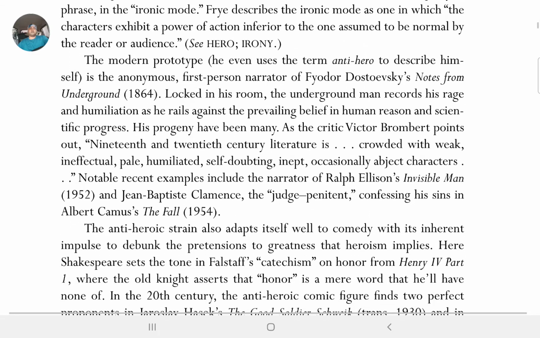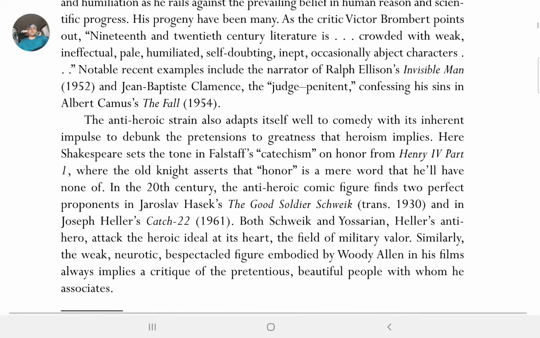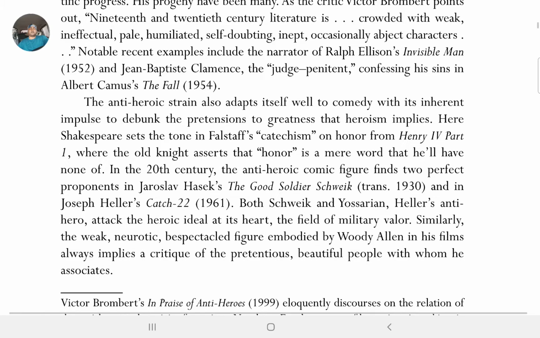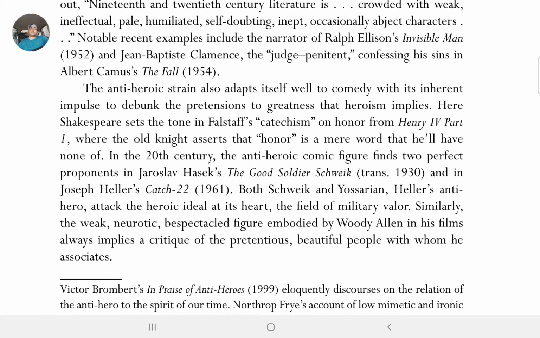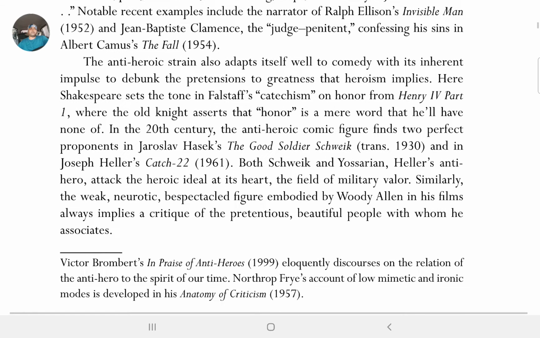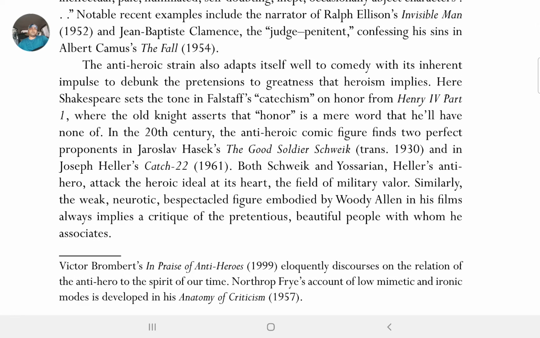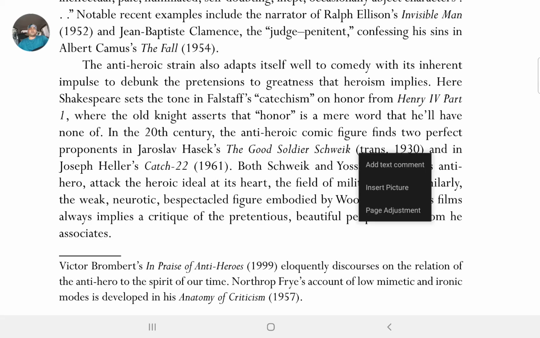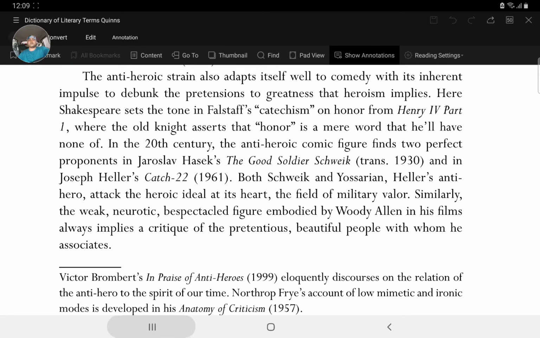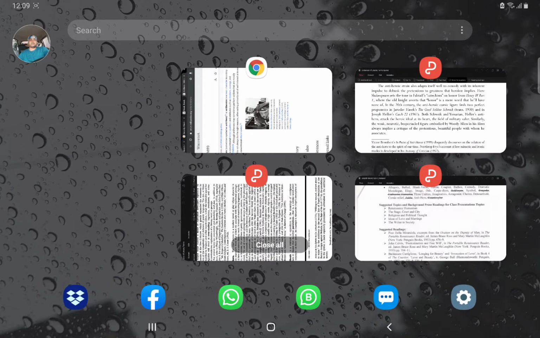The anti-hero strain also adapts itself well to comedy. It doesn't mean that it will be only in tragedy; it can be in comedy also. So we have this character created by William Shakespeare, Falstaff, in the catechism on honor in Henry IV, Part 1, where the old knight asserts that honor is a mere word that he will have none of. We have some other examples also, but I don't think that is necessary here.